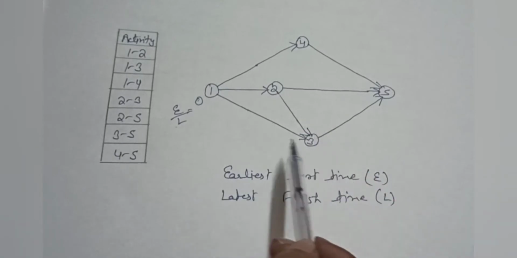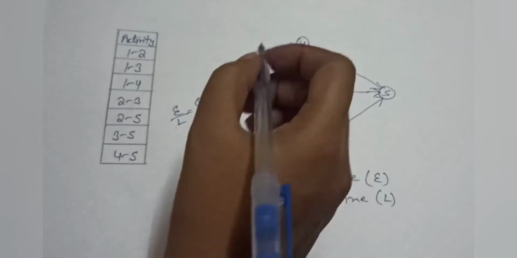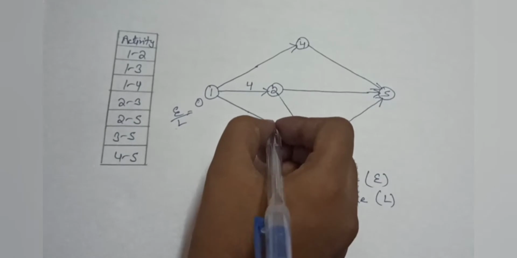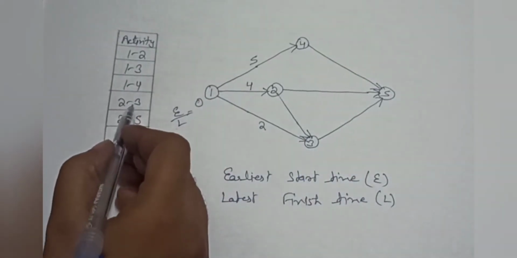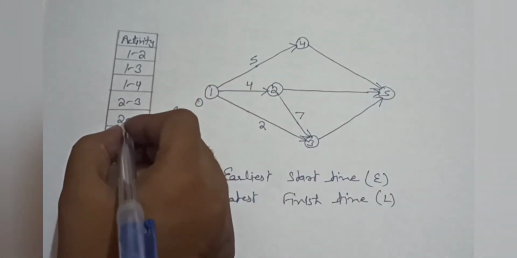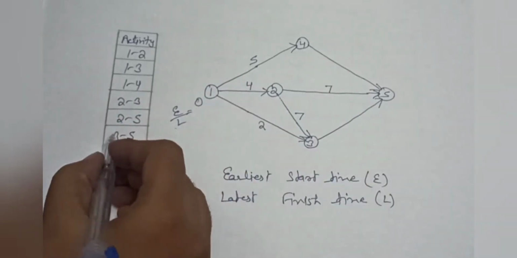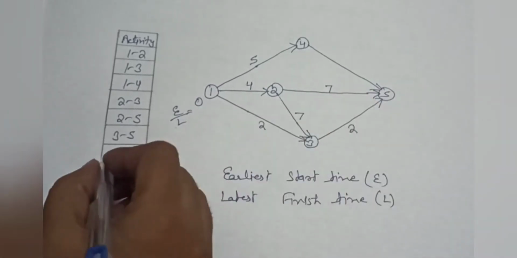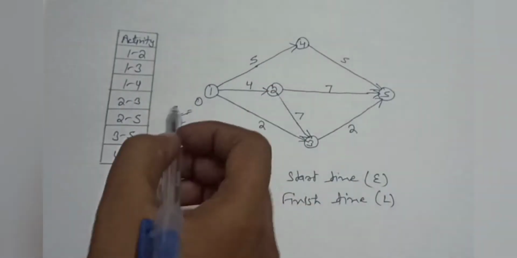Now we will write the durations here. For the first activity 1 to 2, duration is 4 days. For the second activity 1 to 3, duration is 2 days. For 1 to 4, duration is 5 days. For 2 to 3, duration is 7 days. For 2 to 5, duration is 7 days. For 3 to 5, duration is 2 days. And for the last activity 4 to 5, duration is 5 days. So these are our durations.